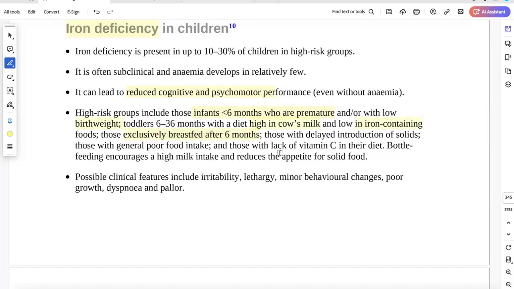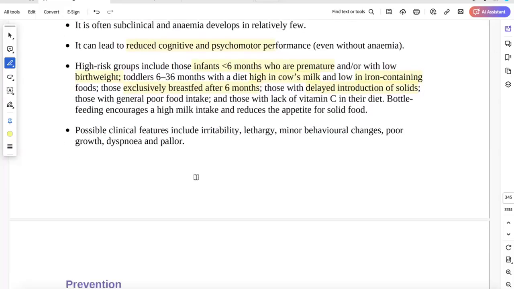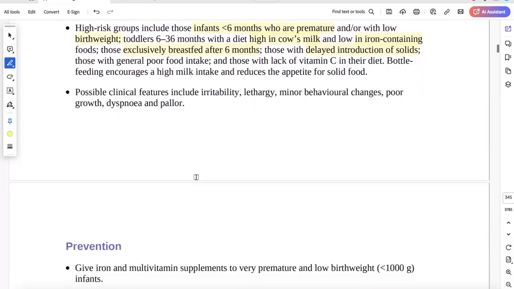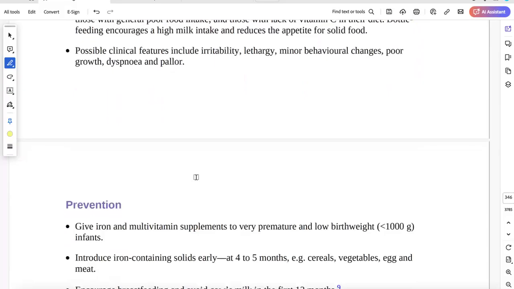exclusively breastfed even after 6 months, and delayed introduction of solid food. So normally nowadays, even by 4 months, we advise the parents to start the solid. But if someone continues the breastfeeding for more than 6 months, did not even start the solid, that can definitely cause iron deficiency. And bottle feeding also can increase the risk of iron deficiency. The features that we will be looking for in a child in this age: irritable, lethargic, poor growth, shortness of breath.